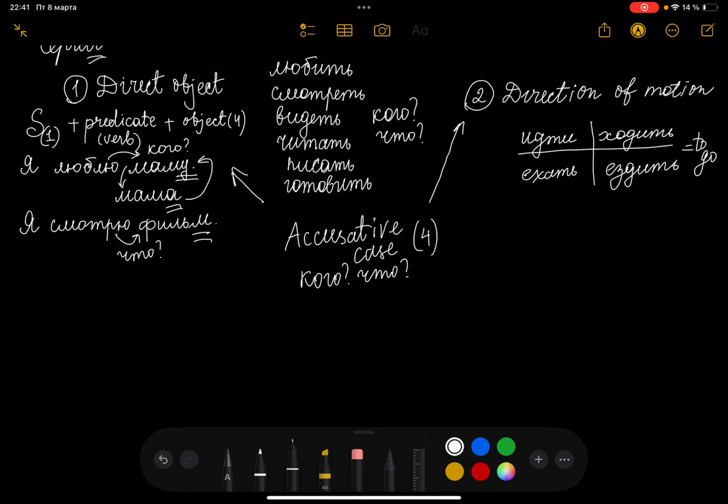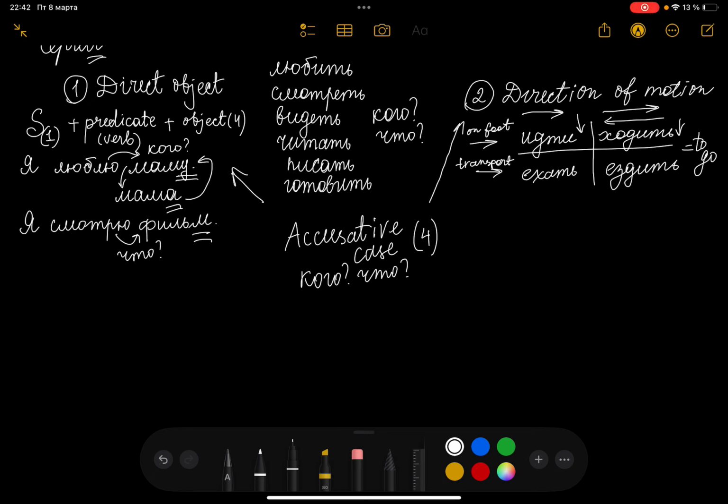But this line on foot, we go on foot. This line needs transport. And we can classify it vertically. Идти and ехать, this is unidirectional verb of motion. And ходить, ездить will be multidirectional. About these verbs, maybe I will make the video later.